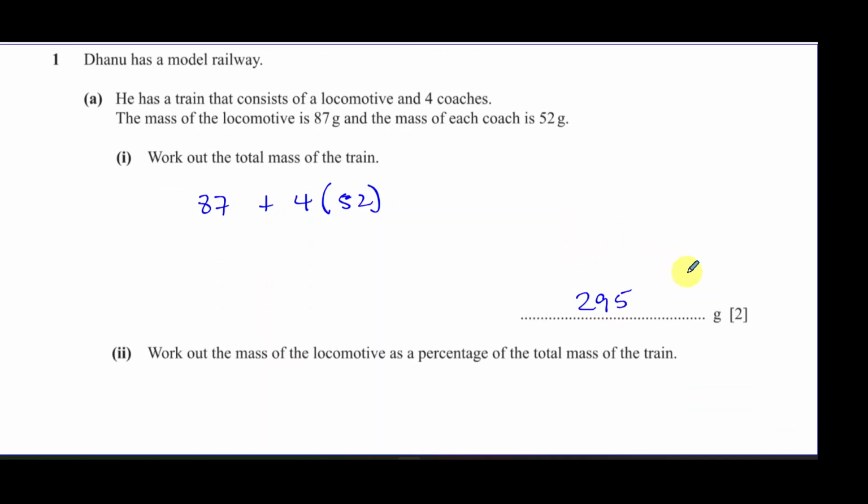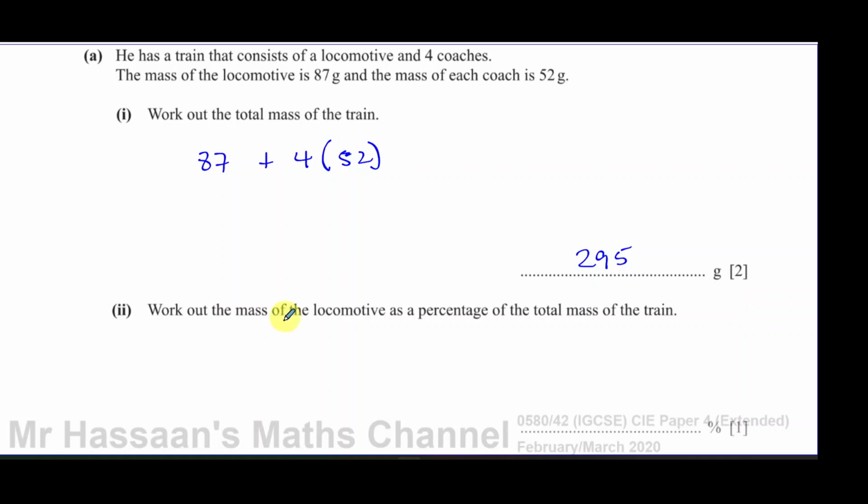Now, part 2 says, work out the mass of the locomotive as a percentage of the total mass of the train. When they say work out A as a percentage of B, what comes after the word of is always the denominator. So after the phrase as a percentage of, what's after that is going to be in the denominator.